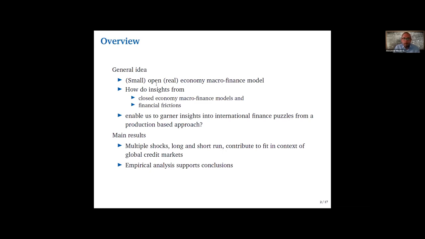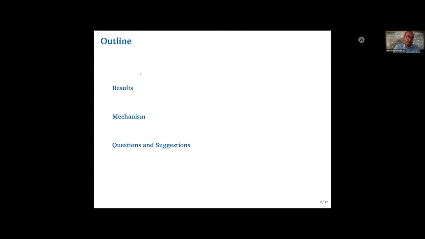So the main results here: we have multiple shocks, long and short run shocks, growth shocks, and they contribute together to the fit in the context of global credit markets. And the empirical analysis that was done supports the conclusions. All right, so I'm going to go through the results in a little bit more detail, try to poke at the mechanism, and then turn to questions and suggestions.